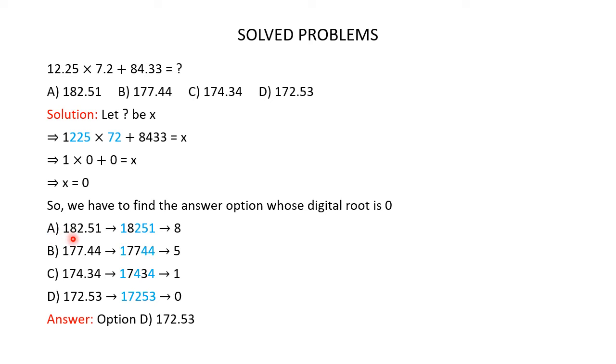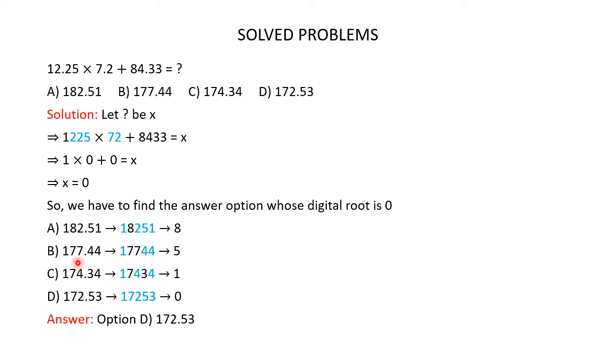Answer option A is 182.51. Ignoring the decimal point here, you get the number 18251. 1 plus 2 plus 5 plus 1 is 9. So you can ignore all these 4 digits. So the digital root here is 8.